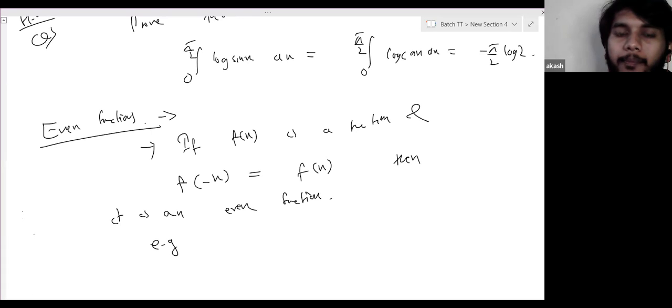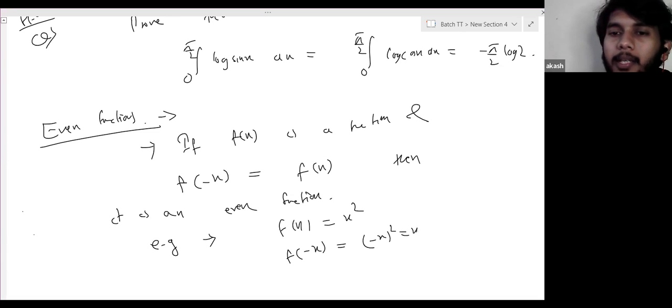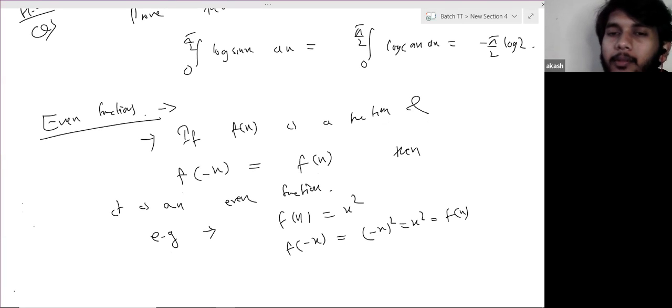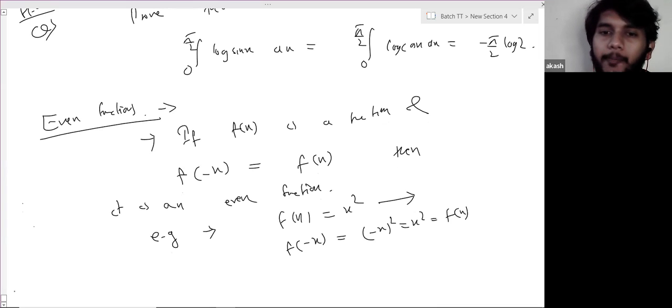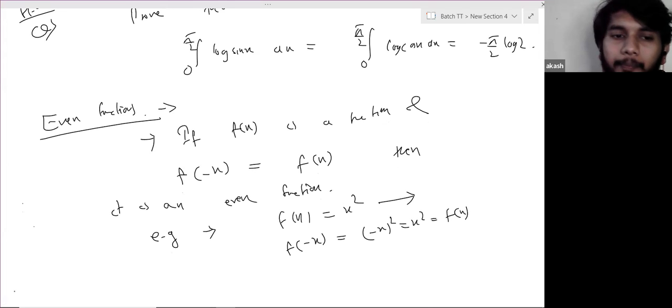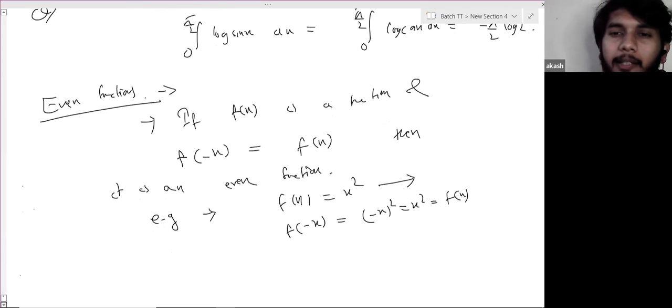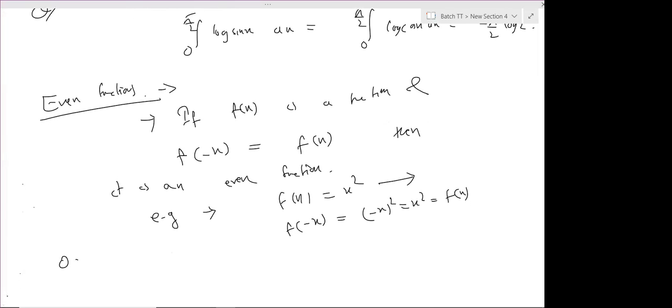For an example, f of x is x square. What will be f of minus x? Minus x whole square, which is x square, which is equal to f of x. So this function is an even function. So how to check if a function is even or odd? Put a negative sign in place of x. If the function repeats, it is an even function. Is this thing clear? Odd function.